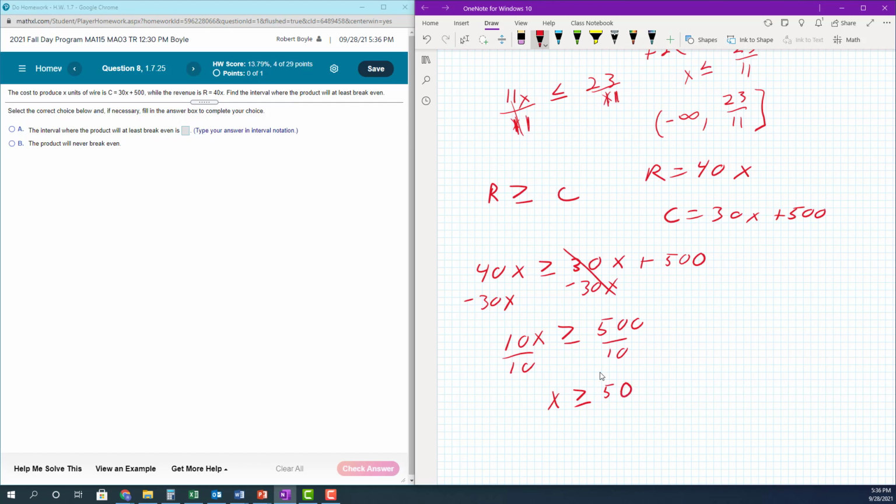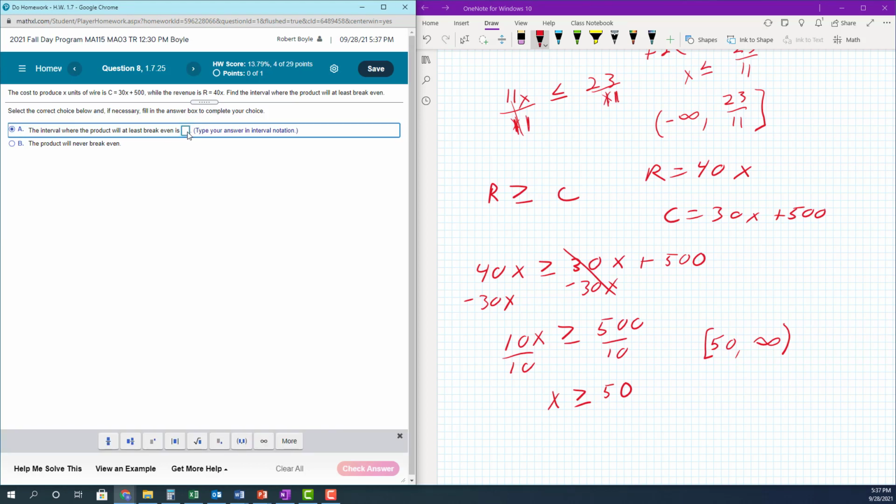Now it says here that the interval where the product will at least break even, where the revenue will be at least the cost or higher, is going to be this. So they're actually looking for an interval. Now the interval is going to be from 50 and anything higher than 50, so 50 to infinity. Notice we will include 50, so it's going to be a bracket. We're going to have a parenthesis by infinity. And that will be bracket 50, comma, backslash INF for infinity, parenthesis.